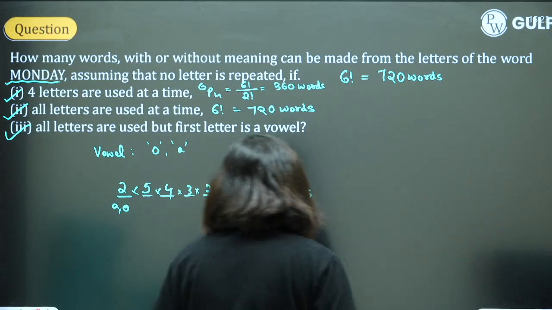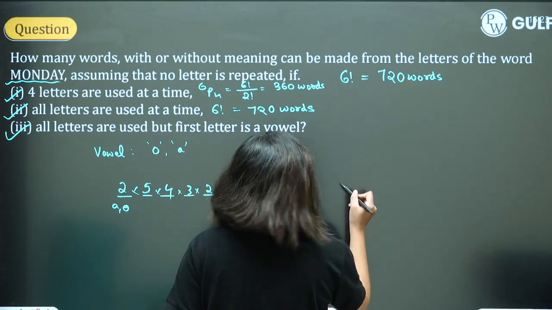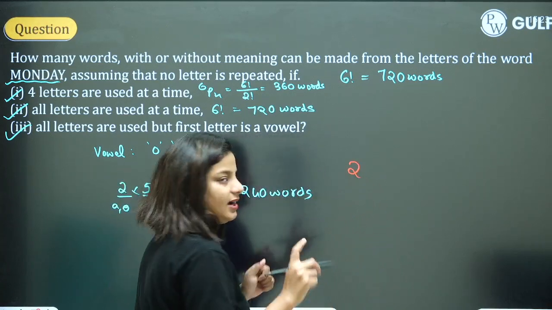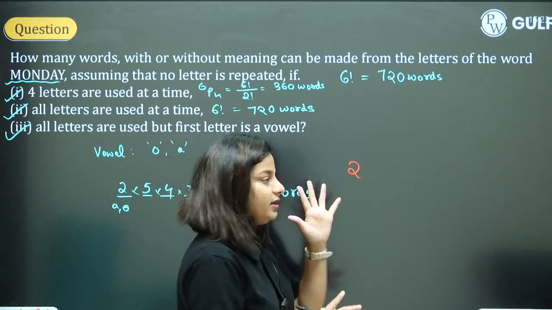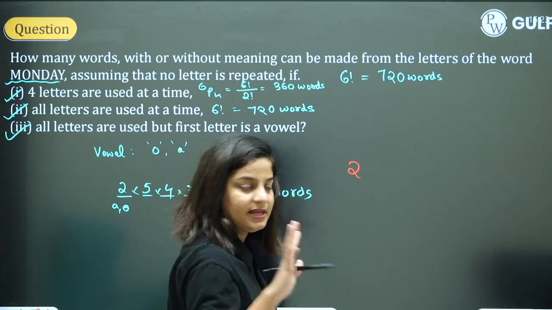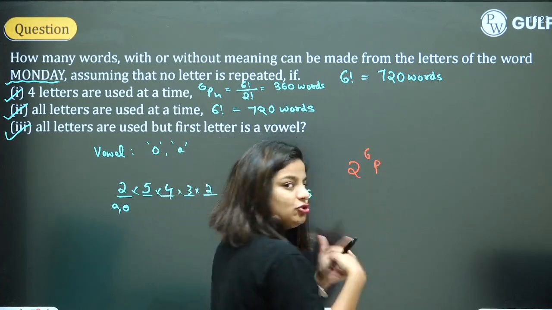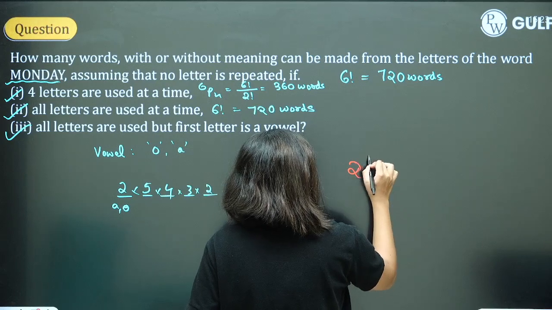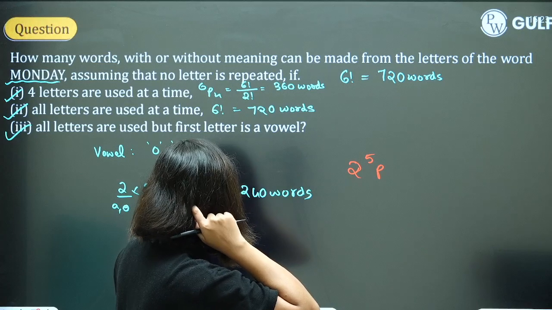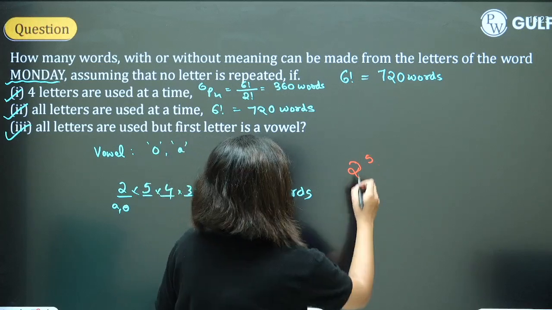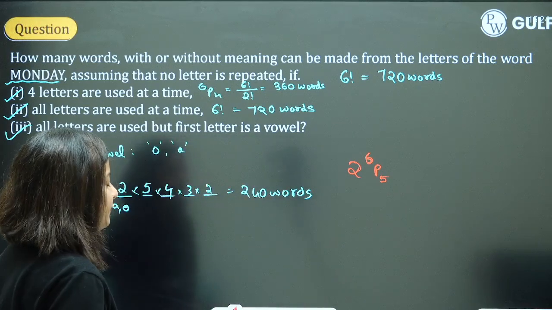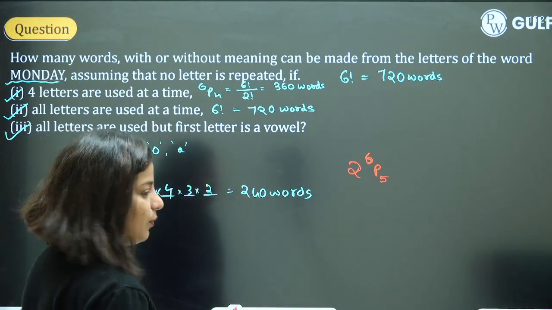The other way of thinking about it is like this: the first letter is a vowel. The vowel can be decided in 2 ways, A or O. Monday has 6 places, the first place is gone. The remaining 5 letters have to be arranged in how many places here? Sorry, 1 second. Sorry, 6P5, is it? No. 1 second.